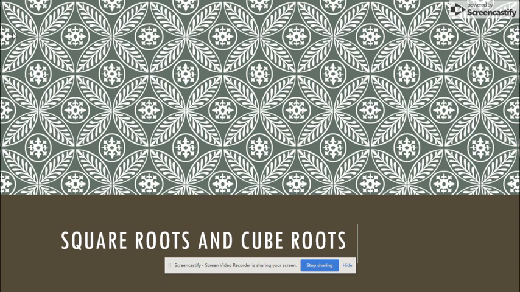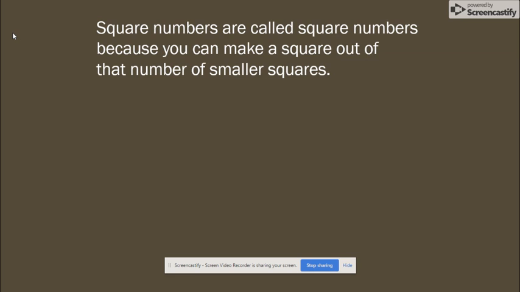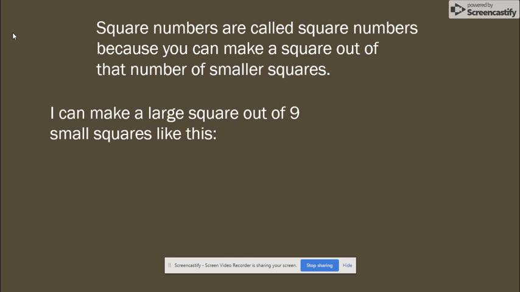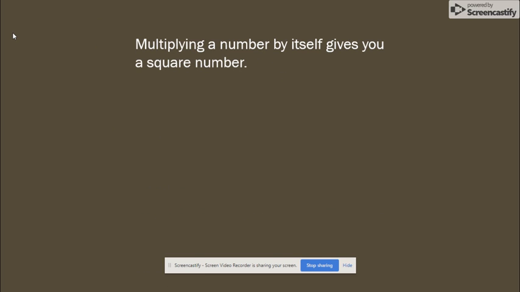So we're looking at square roots and cube roots, and how that relates to indices. Just to go over, square numbers are called square numbers because you can make a square out of that number of smaller squares. So I can make a large square out of 9 small squares like that. There you go, it's a square, and you know this.